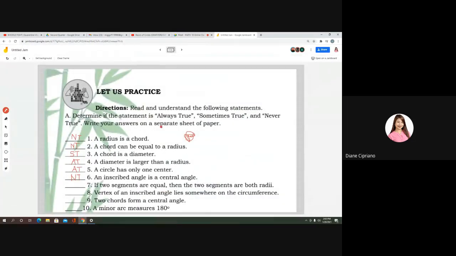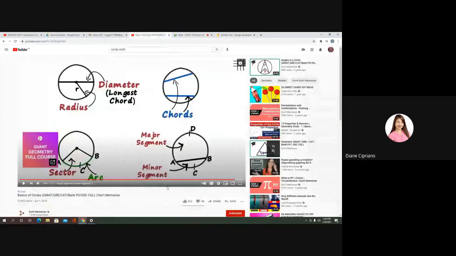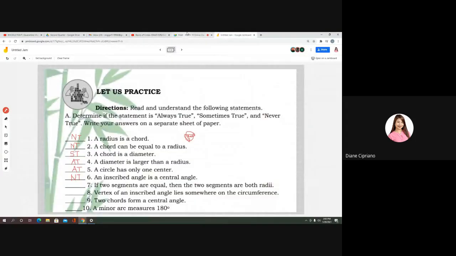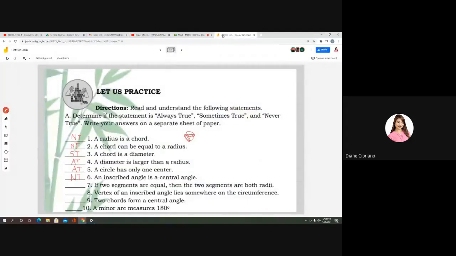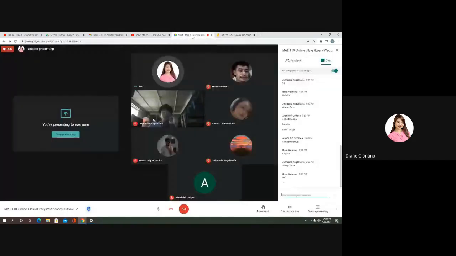If two segments are equal, so this is the sample of a segment. This one. Ayan, ito. This is the segment, yung may violet part. Kung ang dalawang segment ay equal, then the two segments are both radii.